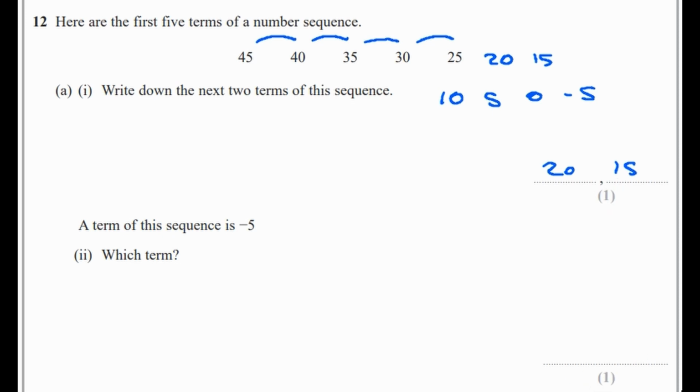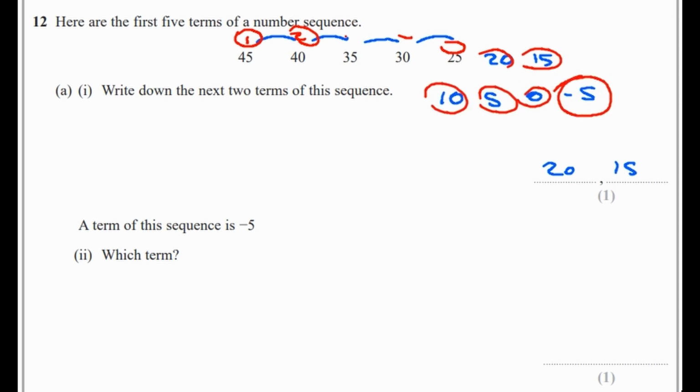So we want to know what the number is. Well, 45 was the first term, second, third, fourth, 5th, 6th, 7th, 8th, 9th, 10th. It's the 11th term in that sequence. We simply count on, knowing that the first number is term number 1. So it's the 11th number.